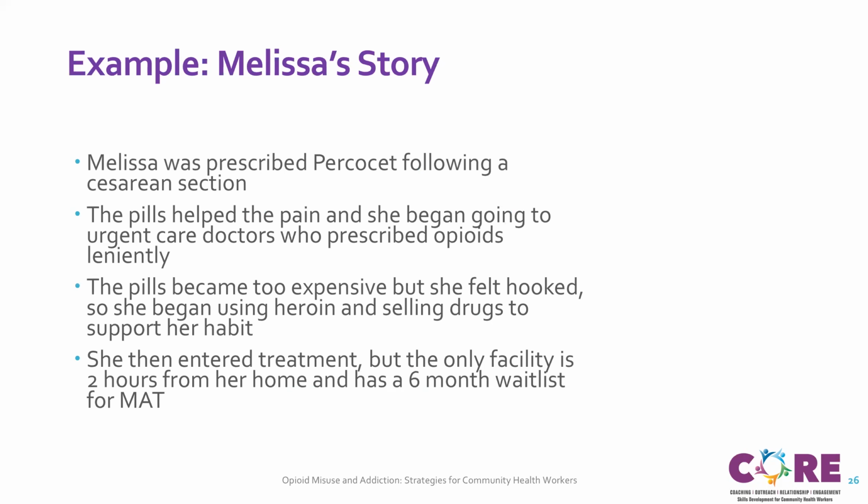And then when she finally did decide she wanted to enter treatment, the only facility is 2 hours from her home and has a 6-month wait list for MAT, which is a kind of treatment that a lot of opioid users prefer. So that gives an idea of some of the many, many barriers that happen for people once they do start using opioids prescribed by their doctor.